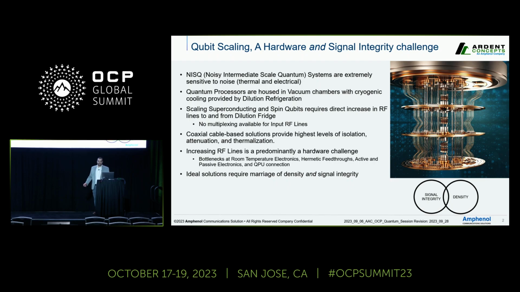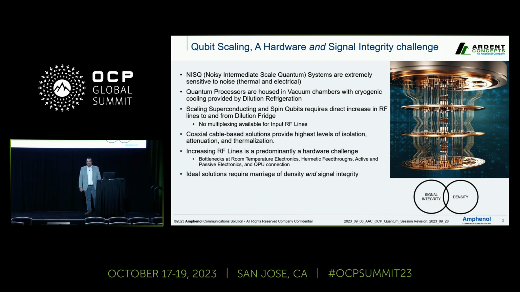To combat these noise challenges, quantum processing units, known as QPUs, housing the delicate qubits, are encased in vacuum chambers and cooled to sub-millikelvin temperatures using dilution refrigeration technology. Coaxial cables are used for connecting essential components to and from the QPU and play a vital role in noise reduction within the quantum systems.